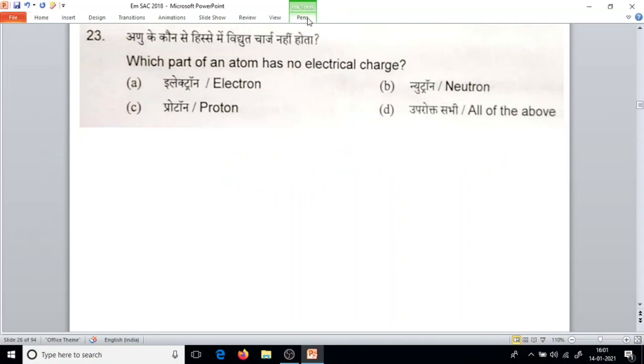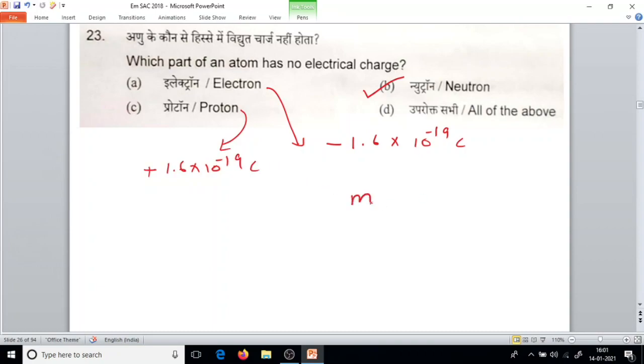Question number 23. Which part of an atom has no electrical charge? That is the neutron. The neutron has no electrical charge. What is the charge of an electron? It is negative 1.6 times 10 to the power minus 19 coulombs. Proton, what is the proton charge? Positive 1.6 times 10 to the power minus 19 coulombs.